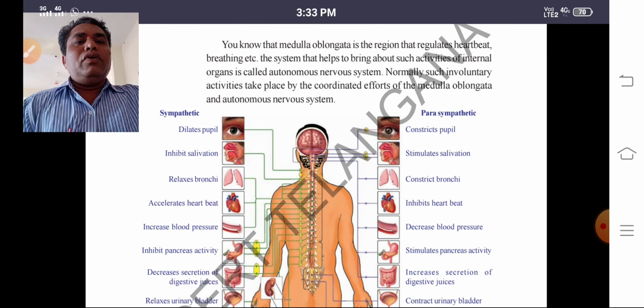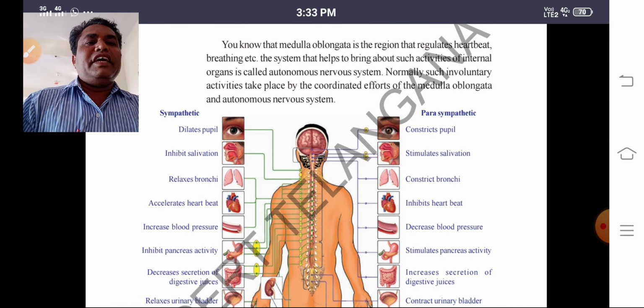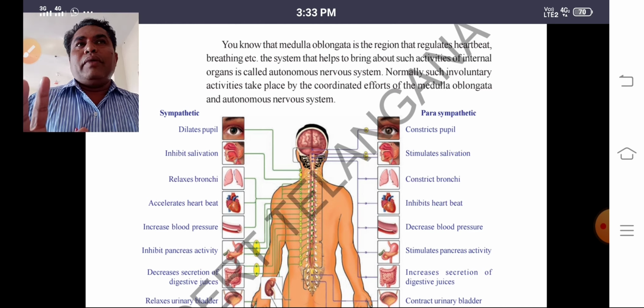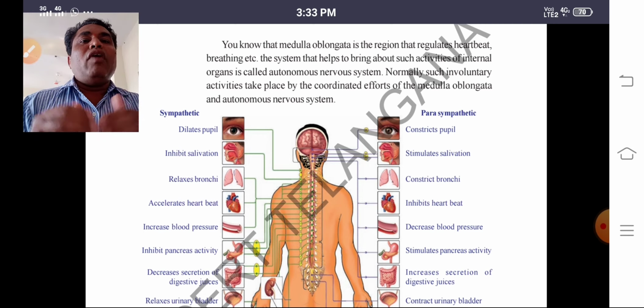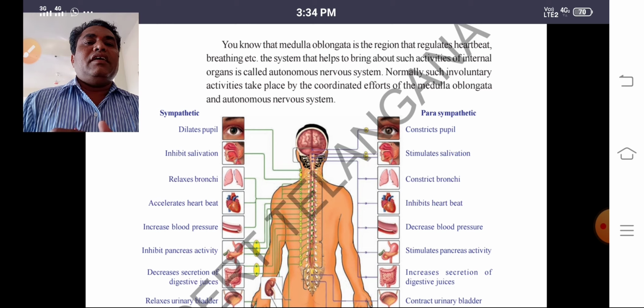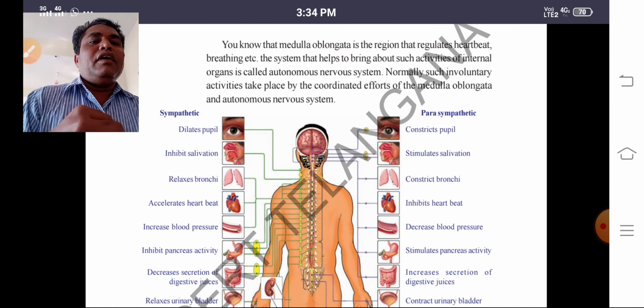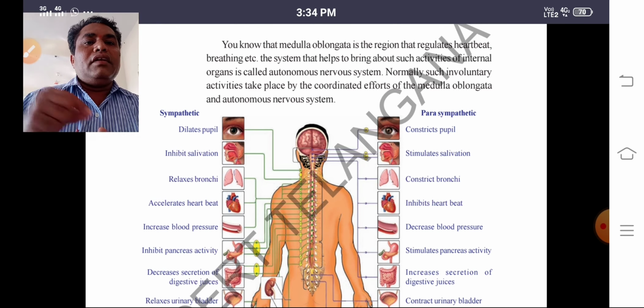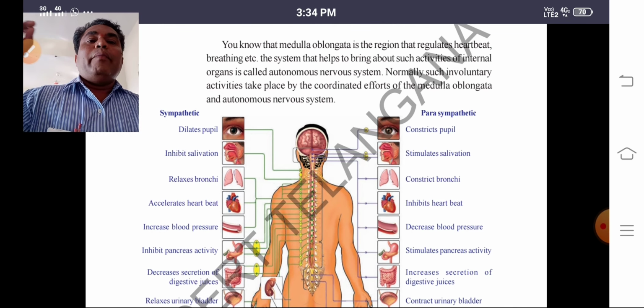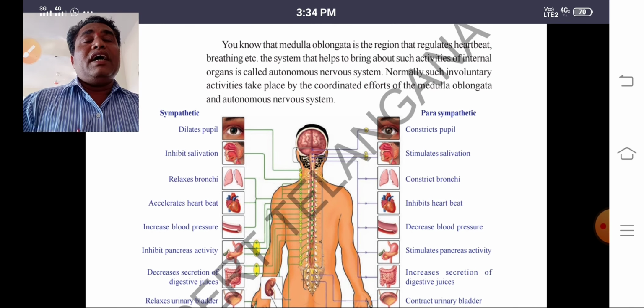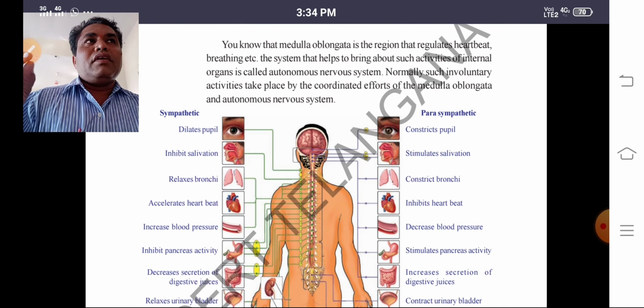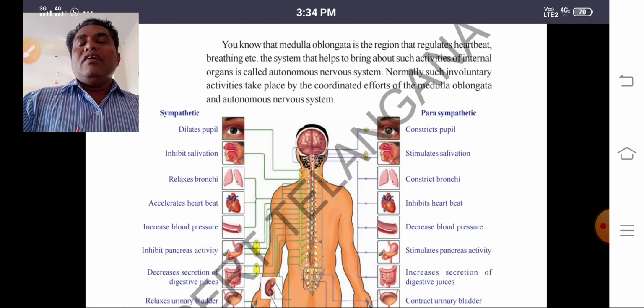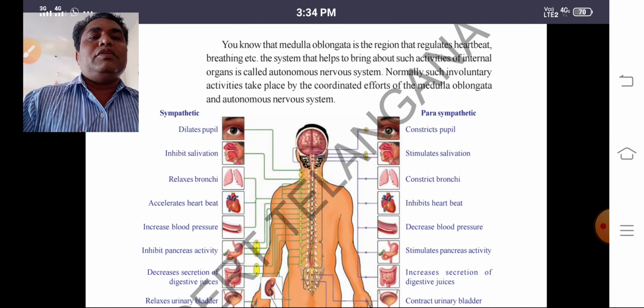Next, you know that medulla oblongata is the region that regulates heartbeat. Why? Because we already said medulla oblongata is the last part of the brain, and it participates in the involuntary actions. అంటే మనం ఇన్వాల్వ్ కాము, హార్ట్ బీట్, breathing, శ్వాసక్రియ, lungs. So the system that helps to bring out such activity of internal organs is called autonomous nervous system. మన ఆధీనంలో లేకుండా మన బాడీలో స్వతహాగా జరిగే కార్యక్రమాలు అంటే బ్లడ్ వెళ్ళడం, హార్ట్ బీటు, లంగ్స్ ఎక్స్పాండ్, ఇవన్నీ వాటంతలకు అవే జరుగుతున్నాయి కాబట్టి వీటిని ఆటోనామస్ నర్వస్ సిస్టమ్ క్యారీ అవుట్ చేస్తుంది.